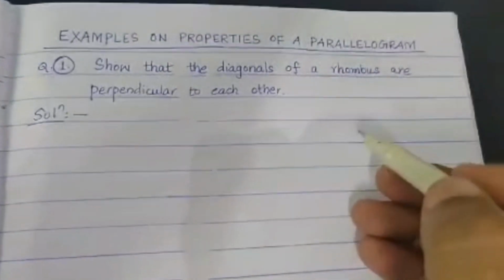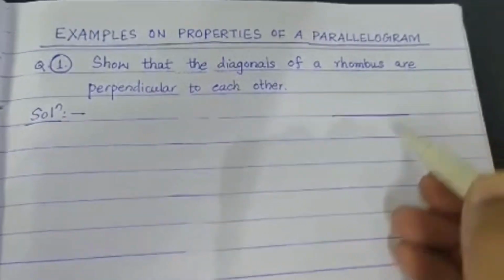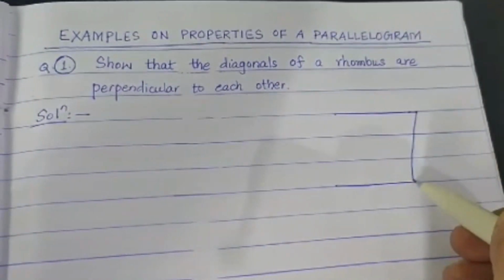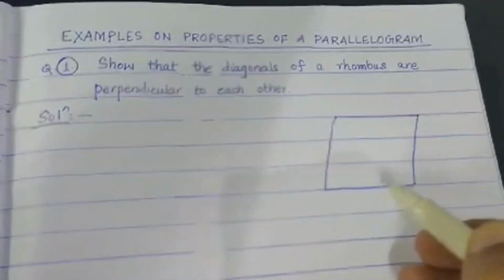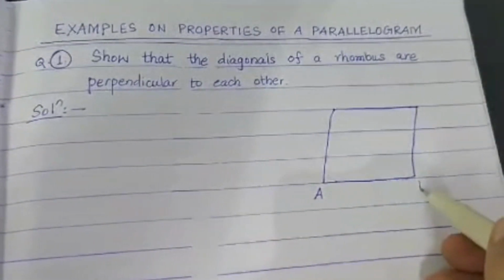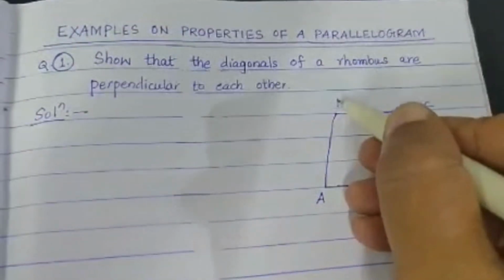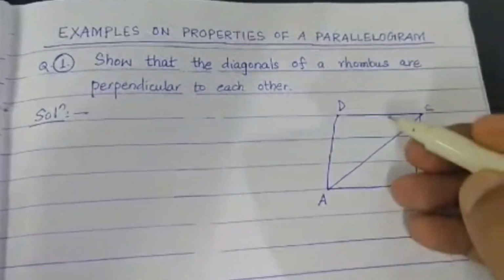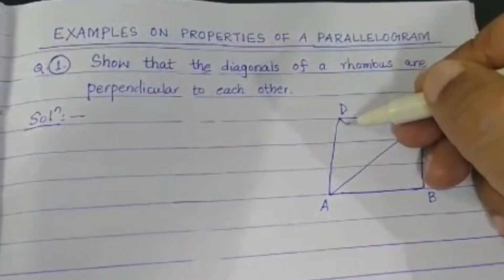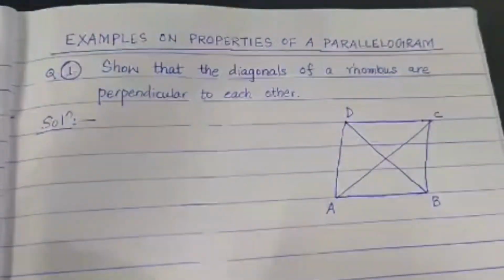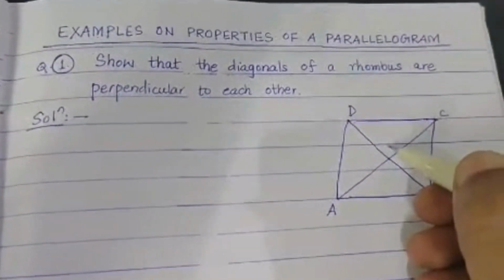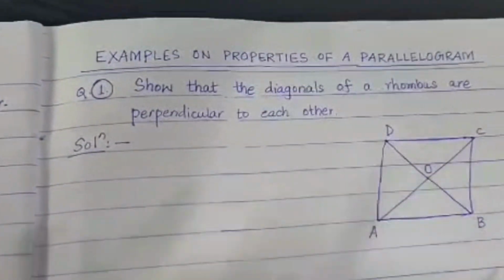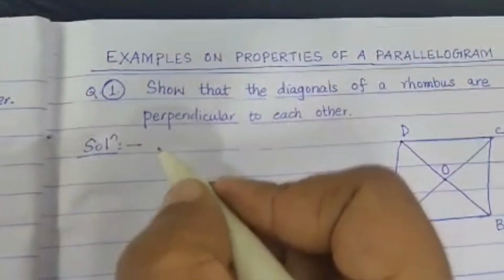Let's first draw a rhombus. Let's name it A, B, C and D. And let's draw its diagonals like this. These are the diagonals of a rhombus. And let's take this point O. These diagonals intersect at O.